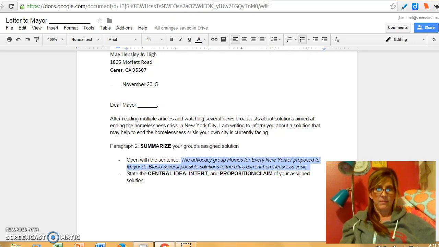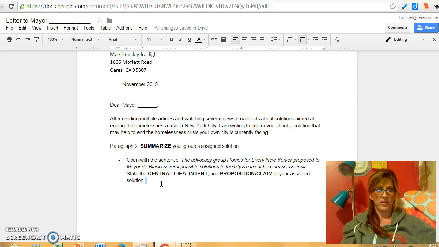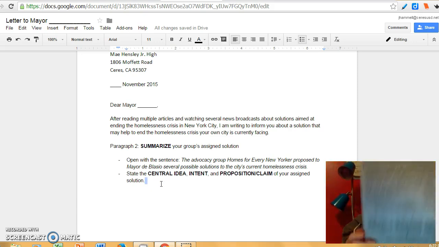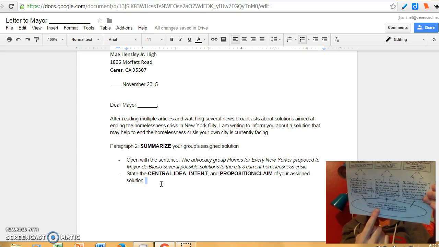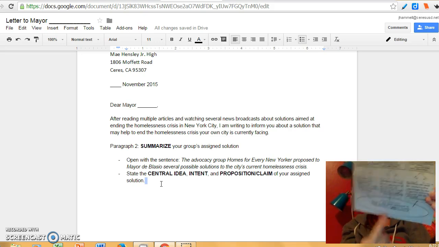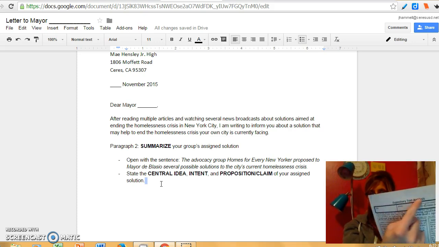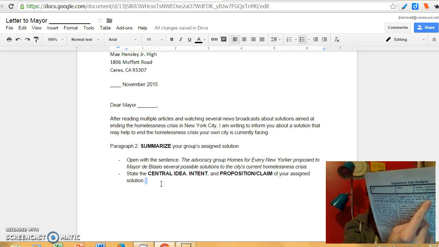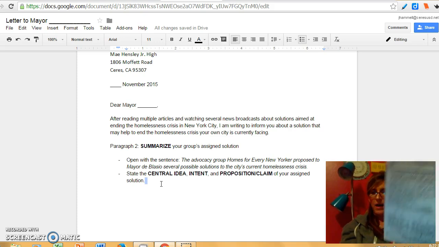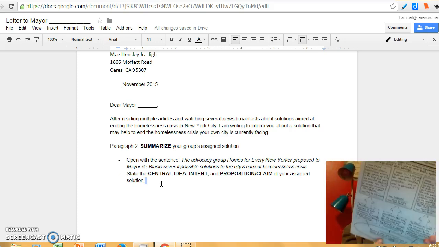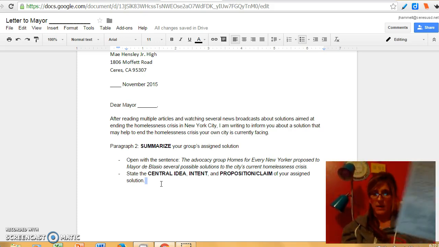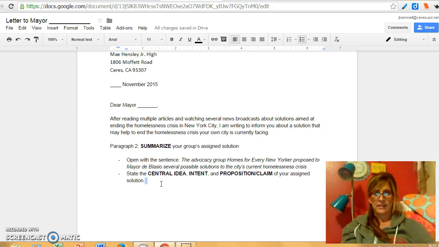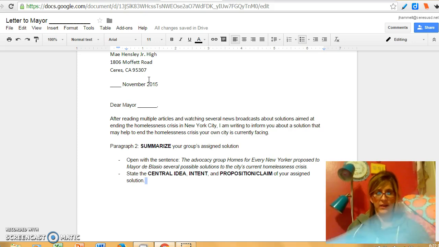And that's with the second bullet point, which is instructing you to state the central idea, the intent, and the proposition and claim of your assigned solution. Now, you are going to find all of that information on your ETA, down here in the central idea bubble, up here in the writer's intent box, and right here in the claim box. Now, I do not want you to simply type that information from each box in. You have to make the sentences flow and sound formal and professional in the letter.